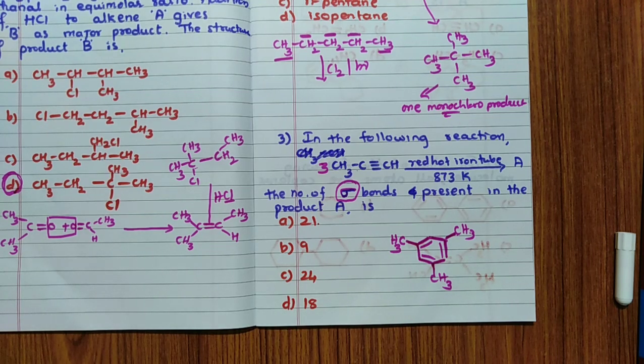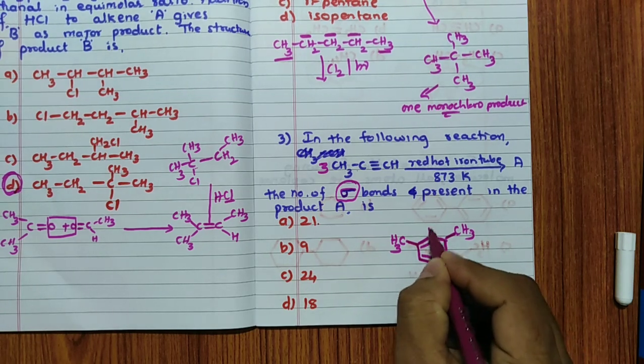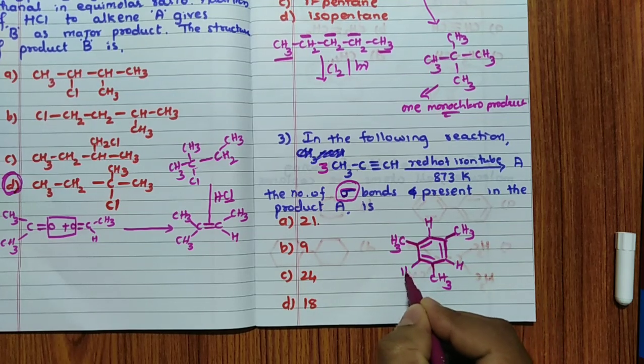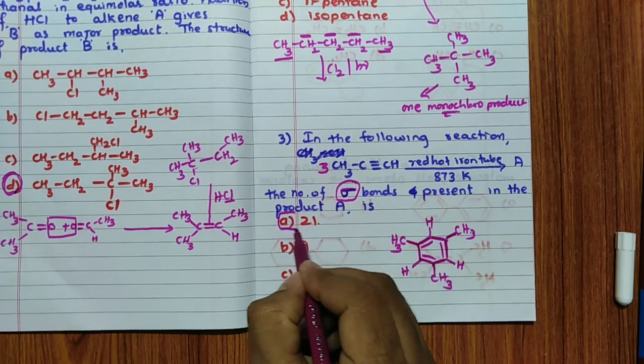Remember, wrong it is, not 18. Why? Because you have left what? Hydrogen you have not calculated. Hydrogen you have not calculated here. Plus 3 single bonds are there. Remember, sigma bonds are there. Hence the 18 plus 3, answer is 21.